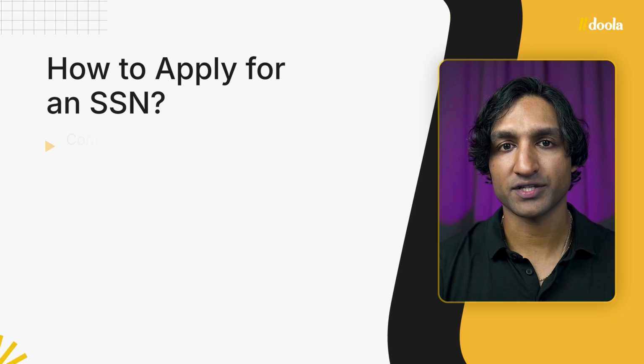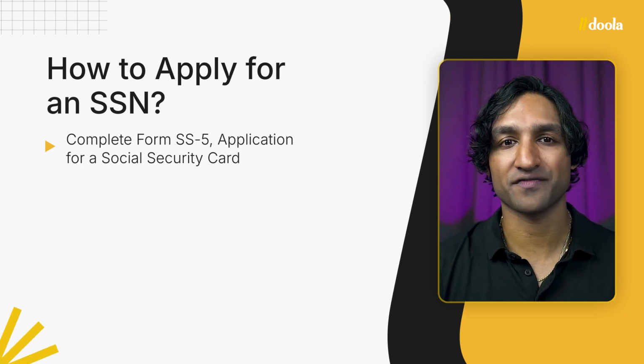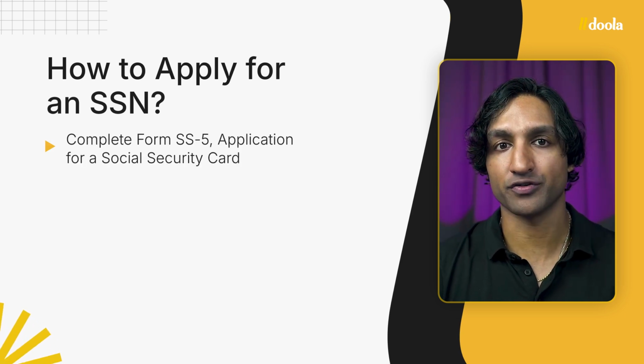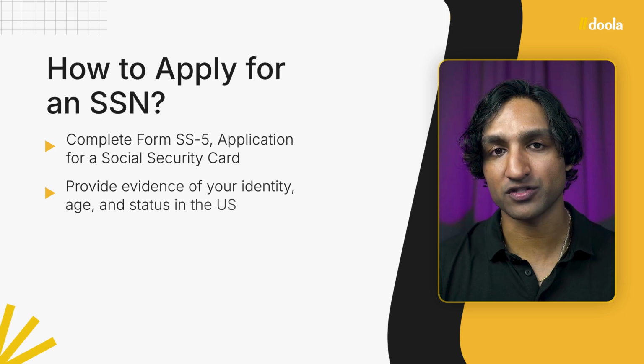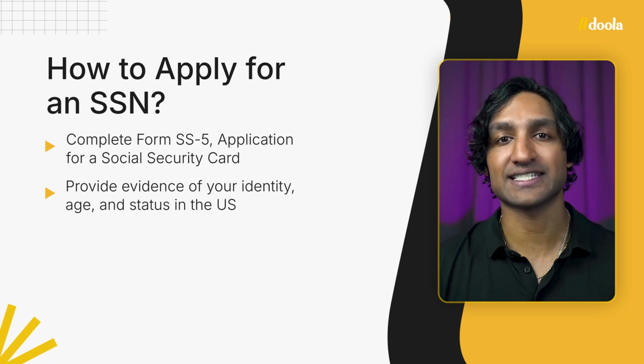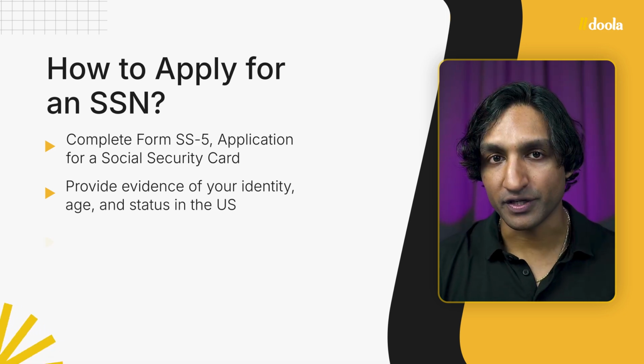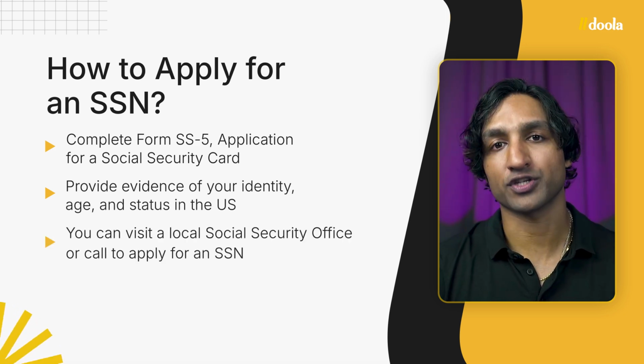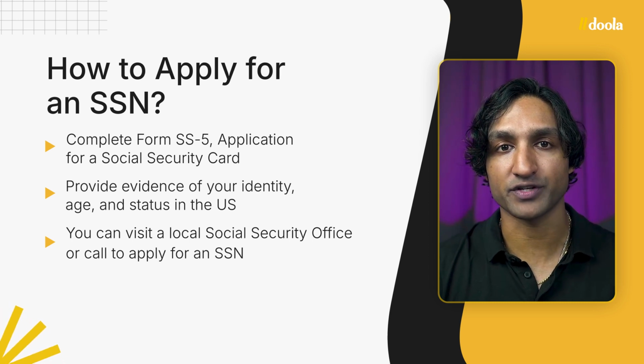To apply for an SSN, you need to complete Form SS5. This is the application for a Social Security card, and you're going to have to provide evidence of your identity, age, and status in the U.S. Alternatively, you can also visit a local Social Security office or call to apply for an SSN.